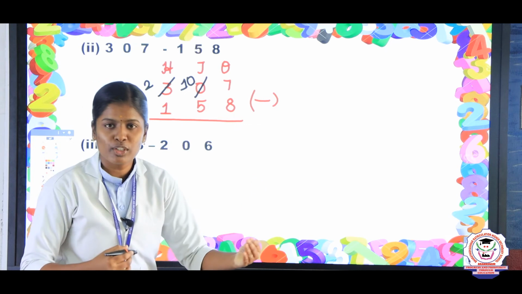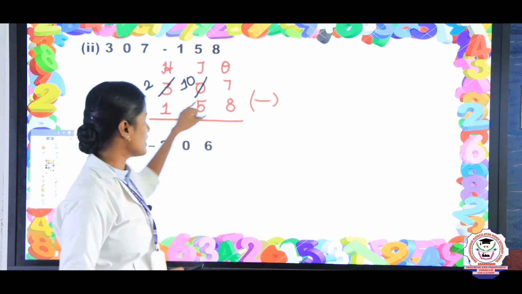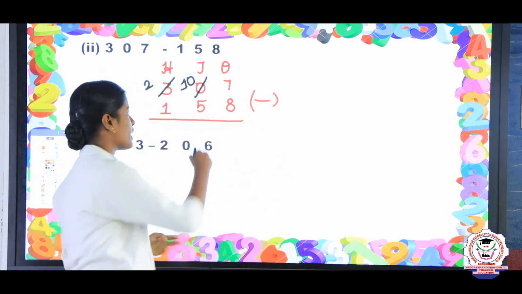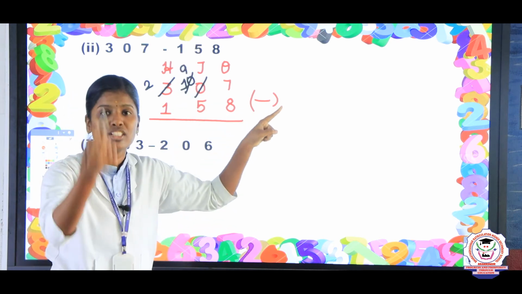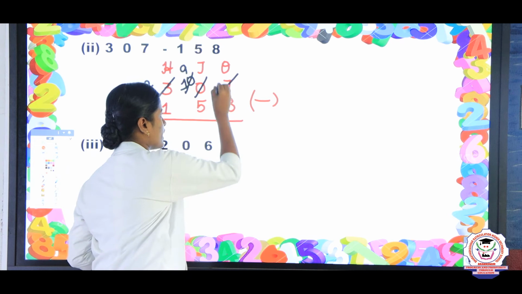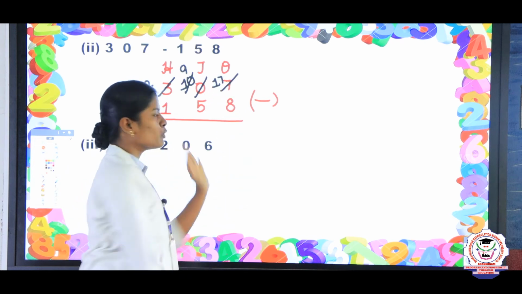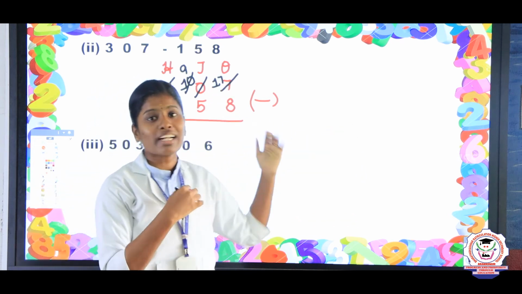Now it's possible to borrow, right? So this 10 tens will change into 9 tens, and this 7 ones will change into 17 ones. So write here 17. Now you put 17 lines and subtract 8 lines.